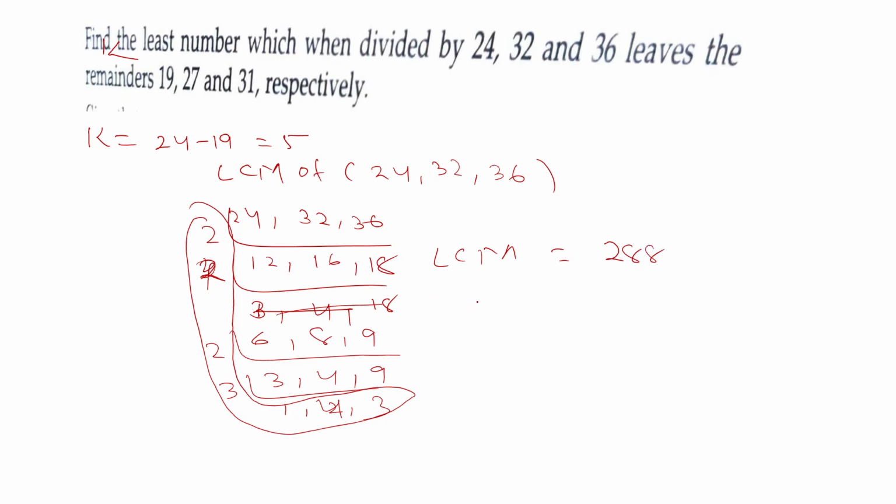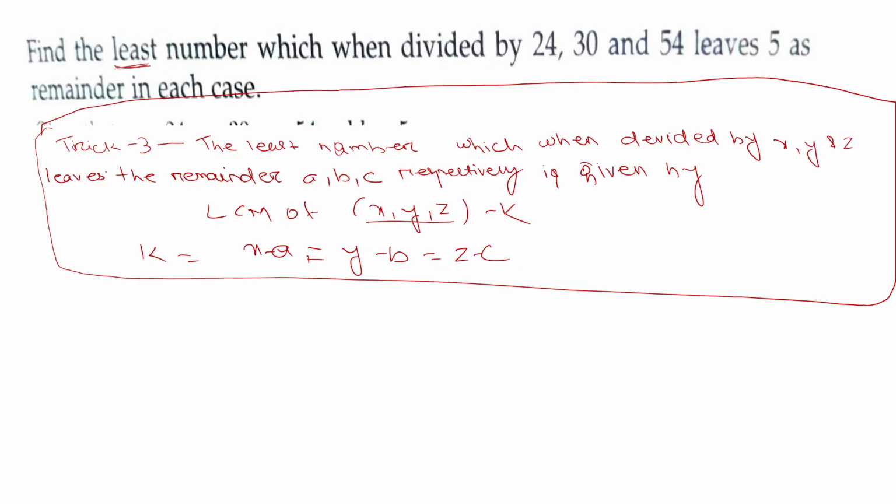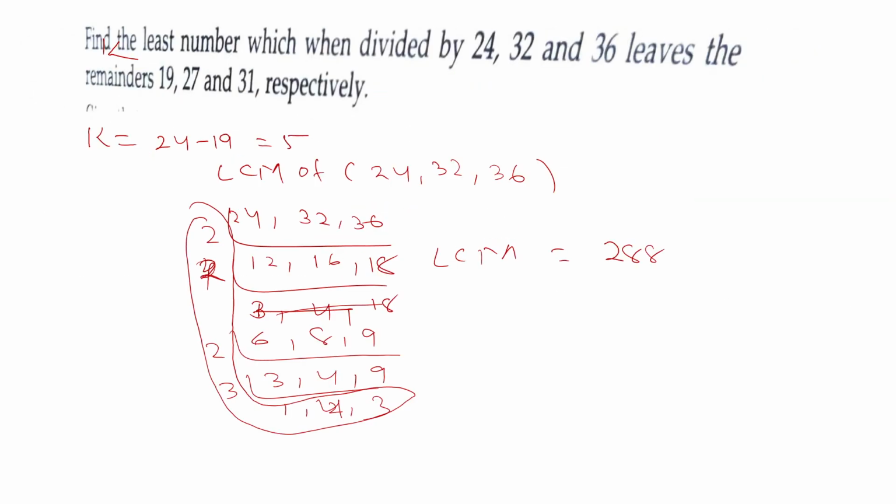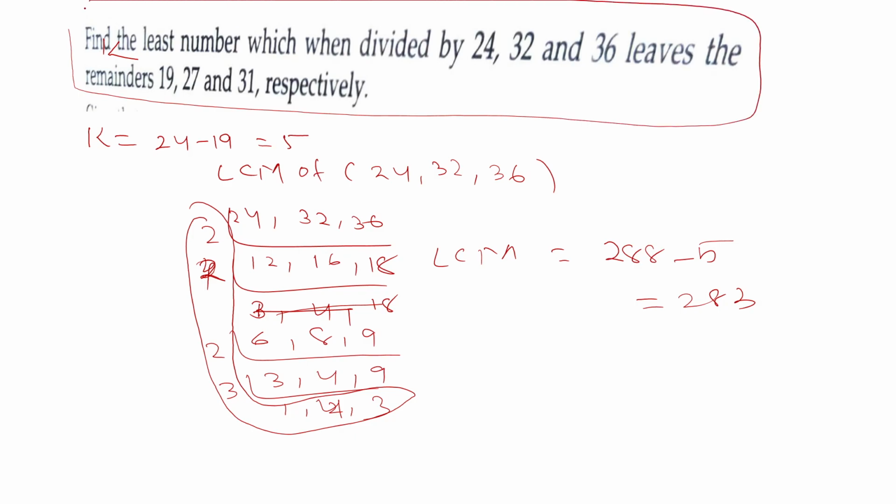And what will be the answer? As per this trick, LCM of xyz minus k. LCM of xyz is 288 minus 5. That is equal to 283, which is the right answer. Clear? So in this type of question, you will need to use what? Trick number 3. In this type of question, I'm writing here trick 3.